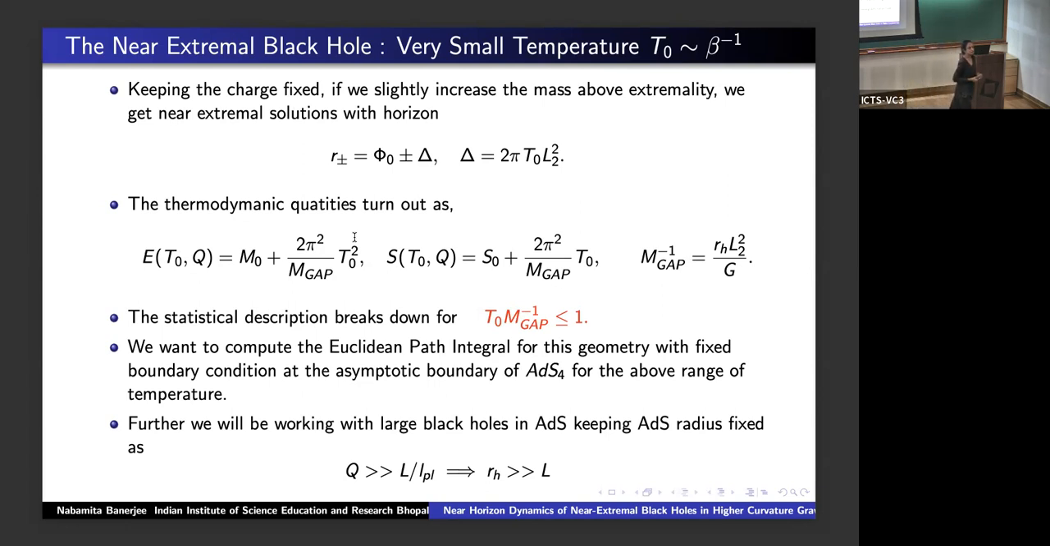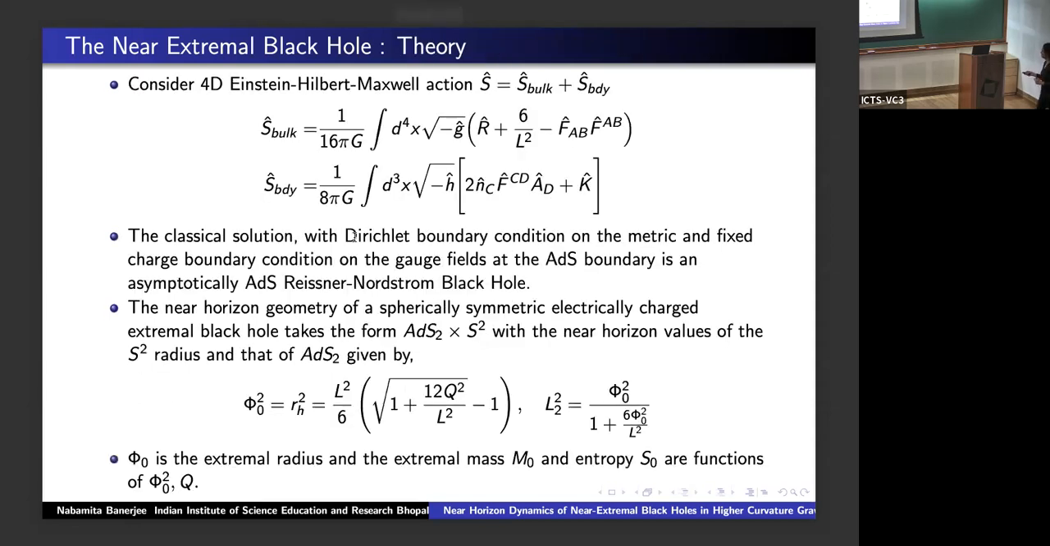Yes, Subrat. I might have said it another way. This parameter M gap is 1 over N, the way you defined it, because L2 is the same as capital L previously, or L2 is the effective radius of AdS2. I mean, the radius of AdS2.